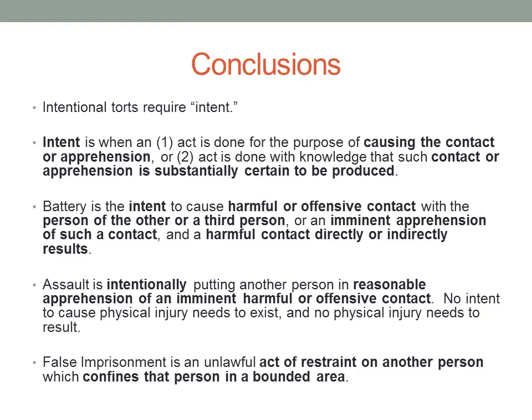And then false imprisonment is an unlawful act of restraint on another person, which confines that person to a bounded area. So you have to be able to confine the person. It has to be within a bounded area. They can't have a means of escape. And it has to be for an unlawful reason. And you can see in the last case we talked about, even when it involves the police, they still have to have a lawful reason. So that's it for this week.